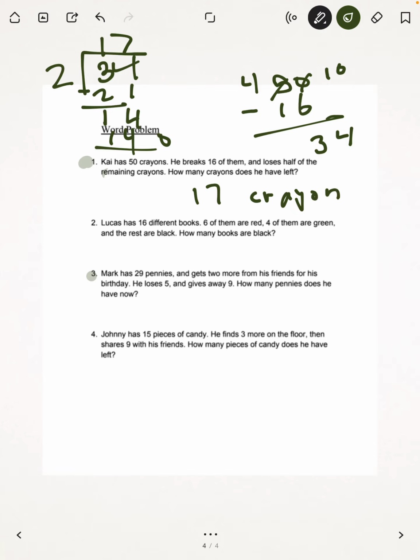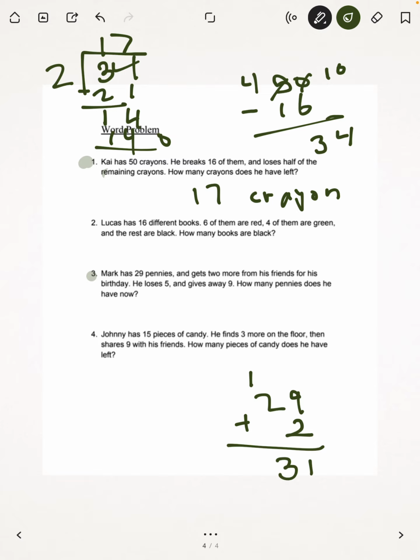Mark has 29 pennies and gets 2 more from his friends for his birthday. He loses 5 and gives away 9. How many pennies does he have left? So it says that he has a total of 29, and then he gets 2 from his friend, so add 2. 9 plus 2 equals 11. You can't put 11 right here, so you have to put the 1 here and carry the other 1 on top. 2 plus 1 equals 3. So he has 31 in total right now.